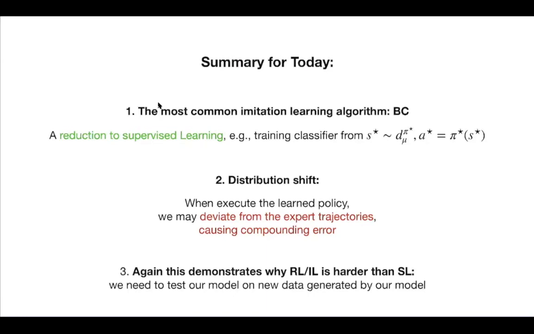And again, this demonstrates why reinforcement learning and imitation learning is harder than supervised learning, right? Because we need to test our model on new data generated by our model itself, right? So this is not a classification problem. This is not a face recognition problem, right? The data is generated by your model, not some fixed process that's never going to change, right?